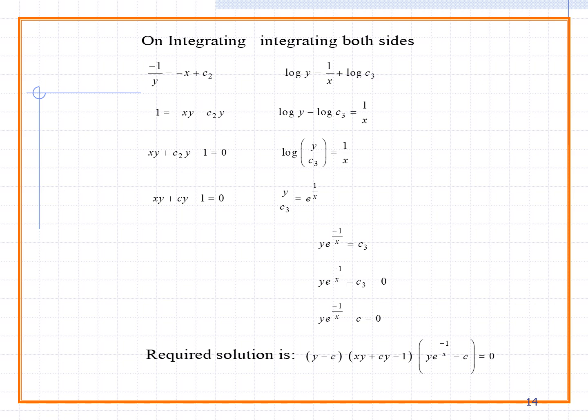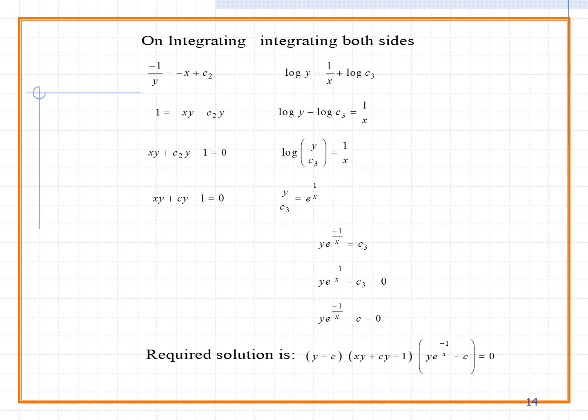Now we can cancel the logarithm. You can apply the exponential on both sides. So exponential and log cancel. You get y by c3 equal to exponential of 1 by x. Again, on the left side it is a division, so you can write y into e power minus 1 by x equal to c3. Therefore y into e power minus 1 by x minus c3 equal to 0. Again c3 can be written as a constant. Y into e power minus 1 by x minus c equal to 0.